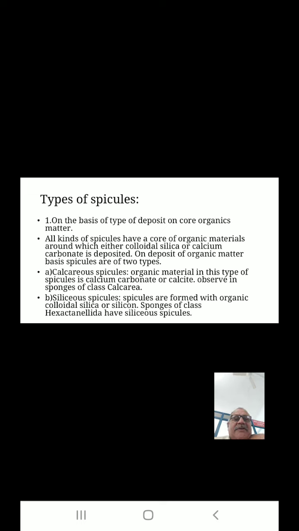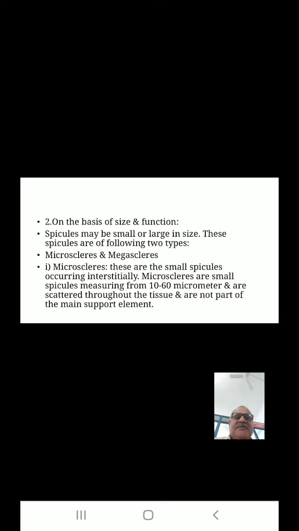All kinds of spicules have a core of organic material around which either colloidal silica or calcium carbonate is deposited. On the basis of deposit, spicules are of two types. Calcareous spicules are made of calcium carbonate or calcite, observed in sponges of class Calcarea. Siliceous spicules are formed of colloidal silica or silicon. Sponges of class Hexactinellida have siliceous spicules.